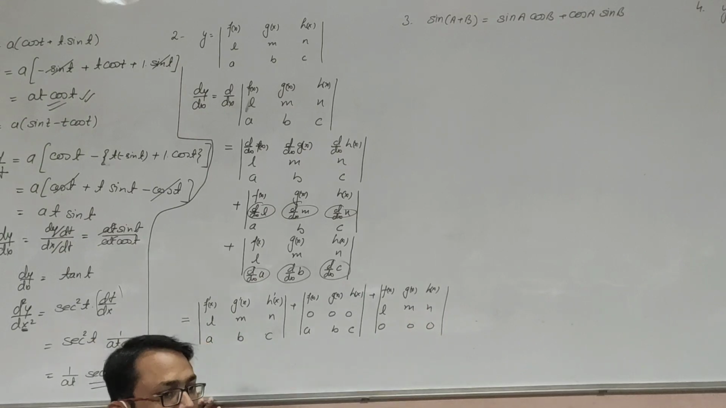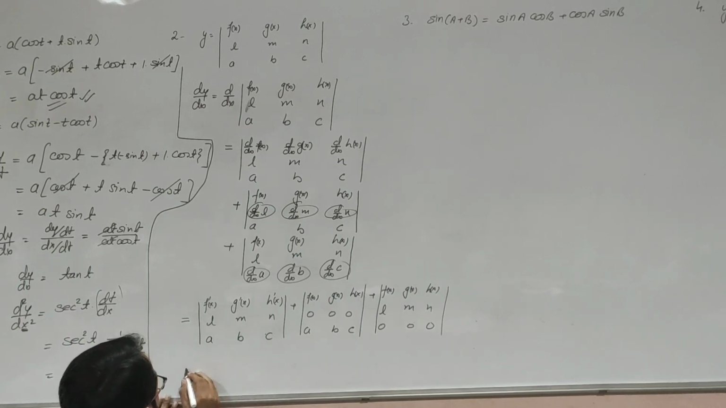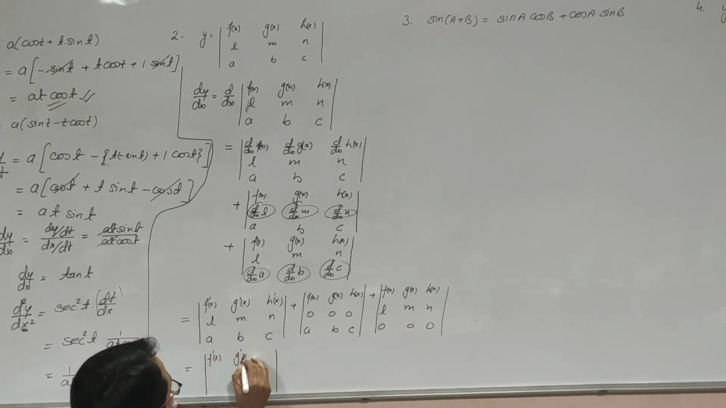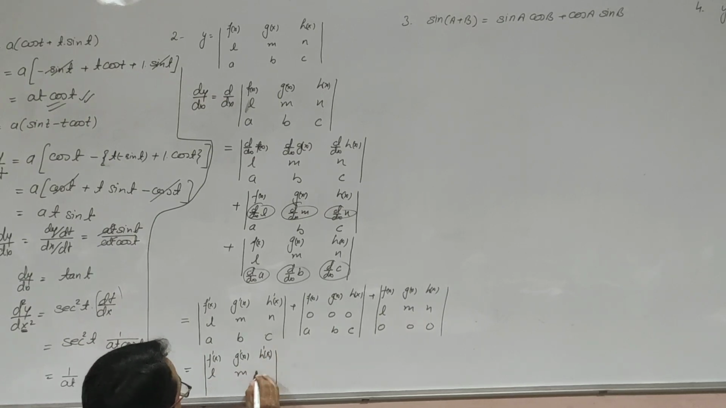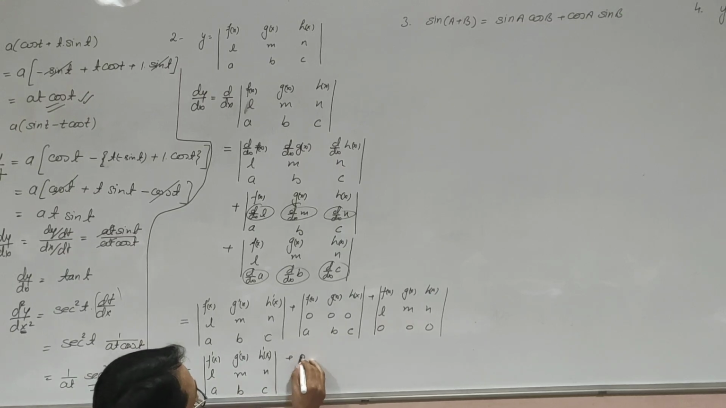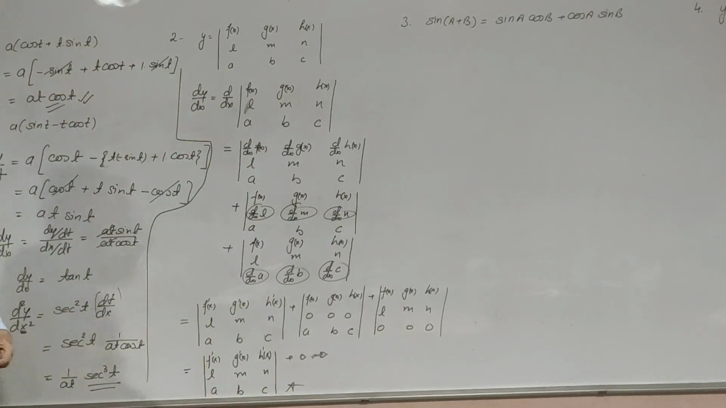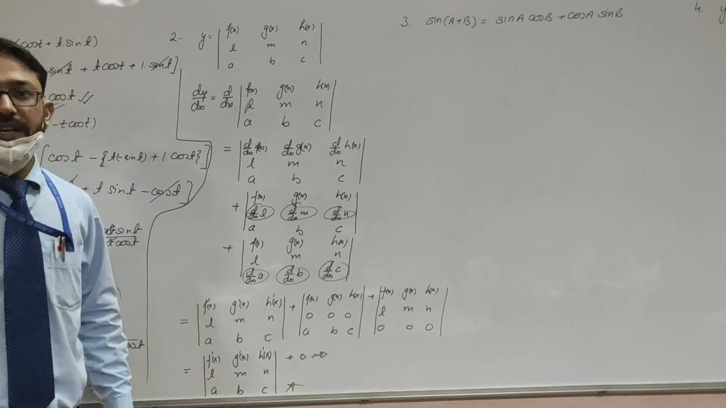We know the property of determinants: if all the elements of a row become 0, then the determinant will be 0. So the result will be only this: f dash x, g dash x, h dash x, L M N, A B C, plus 0 plus 0. So we need not write those, it means this is the answer. I suppose we are able to understand this question also. It is one of the very good questions.